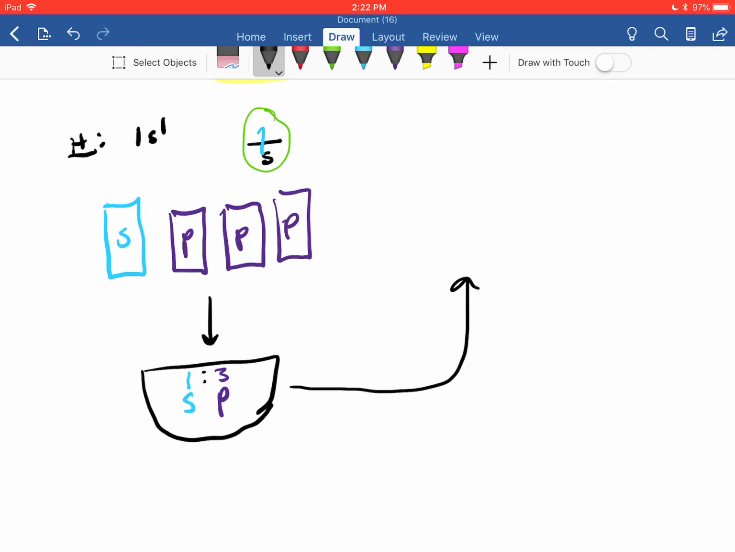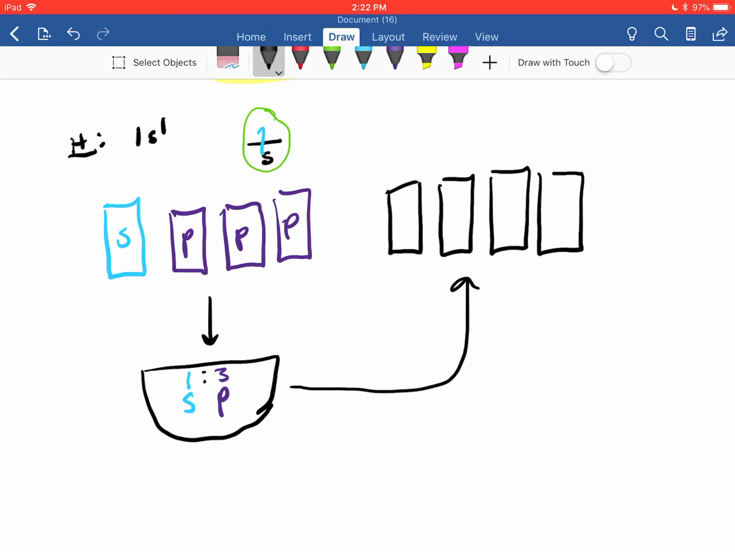Now what we're going to do is take this mixture of salt and pepper and put it back into the shakers. So now you're going to have a mixture of salt and pepper in each one of these. So this one is going to be salt and pepper, and the ratio is going to be the same as what we had for this combination here, right?